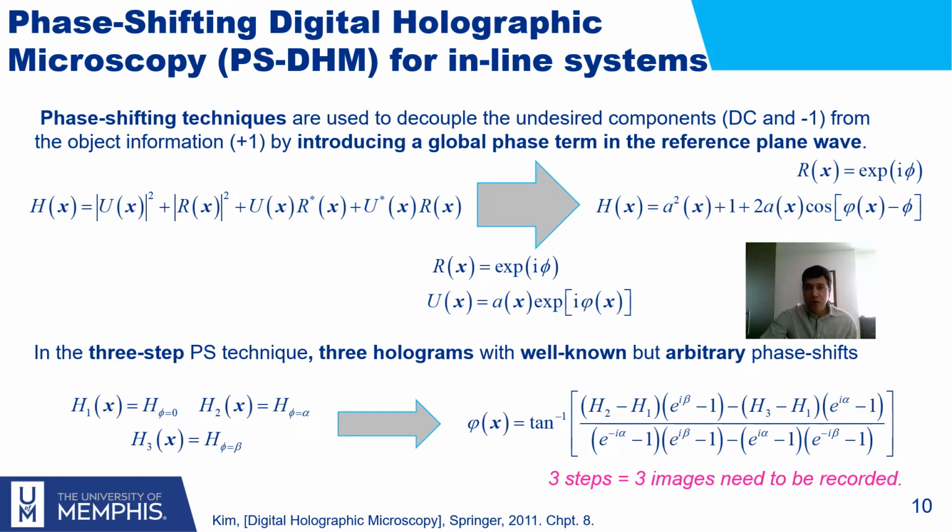But of course, there are also 3-step procedures, that means methods that require 3 images. In this case, we introduce between the holograms an arbitrary but well-known phase shift. And by using these holograms, we can recover the information of the sample with simple point-wise arithmetic operations, as we can see in this part of the slide.